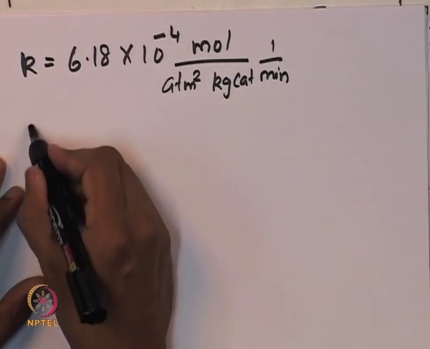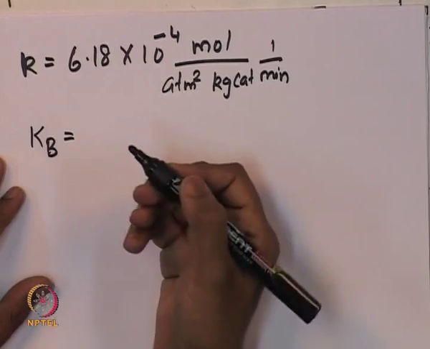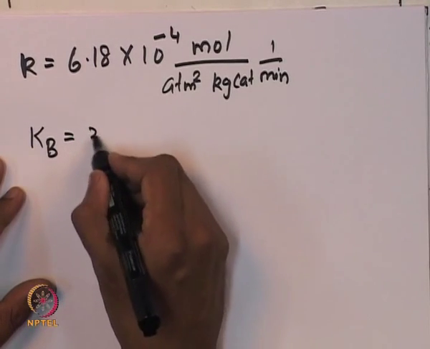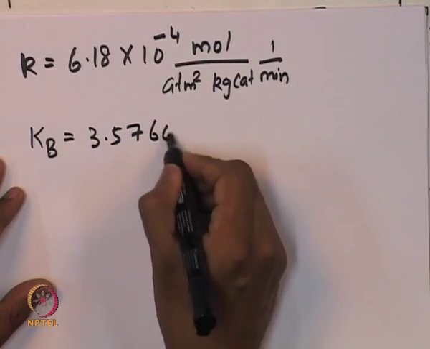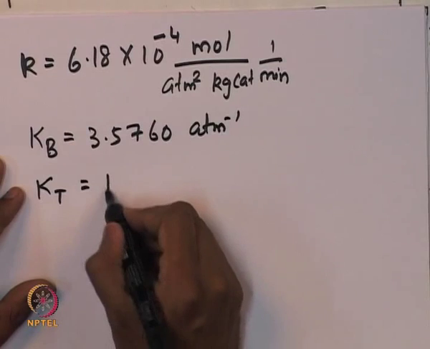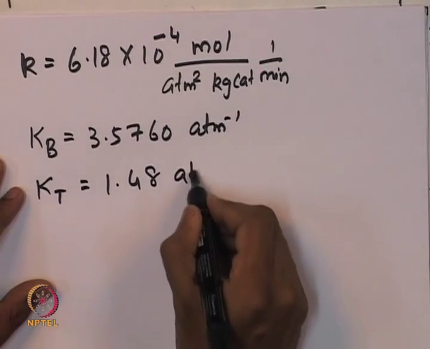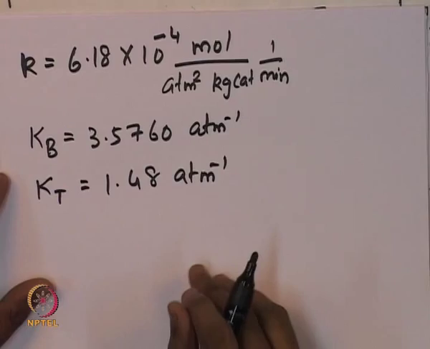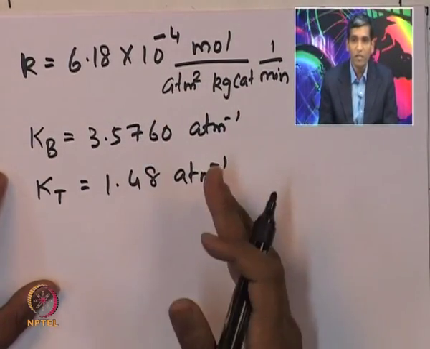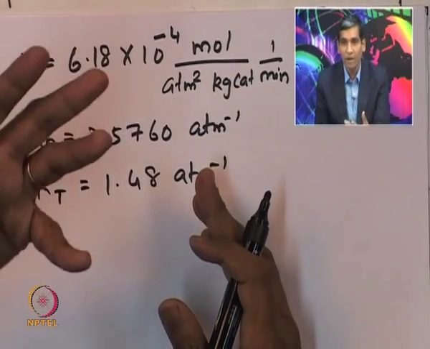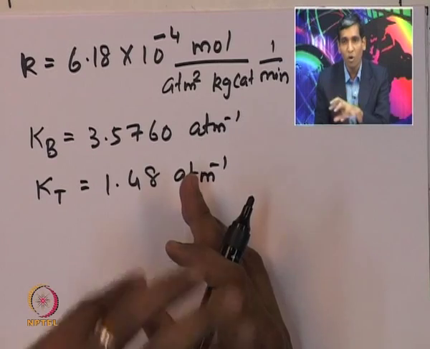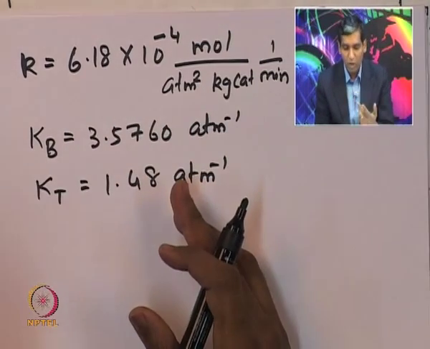And KB, which is the corresponding equilibrium adsorption desorption constant for benzene, comes out to be 3.5760 atmosphere^-1, and KT turns out to be about 1.48 atmosphere^-1. So these are the constants that have been estimated from the experimental data using the rate law mechanism that we have just found out, and by performing a linear regression analysis on the experimental data. Now, what do we do with this data?